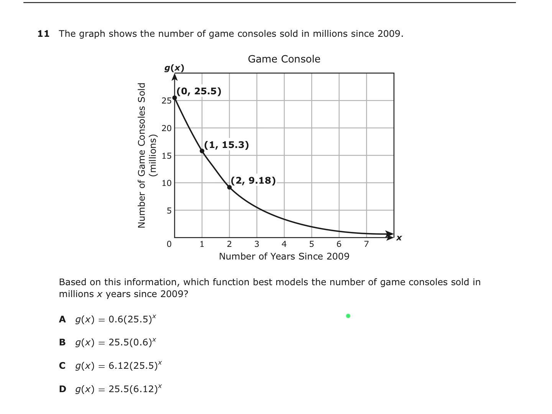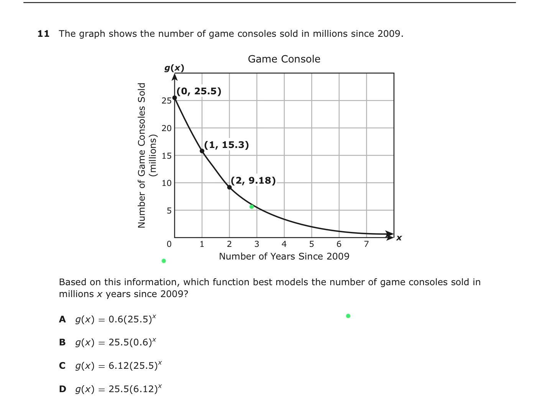And the number of years. So initially at 0, they had 25.5, and then 1 year later they had 15.3. These are in millions. In year 2 they had 9.18, and then year 3 looks like close to 5. And so it looks like it's going down, it's decreasing.